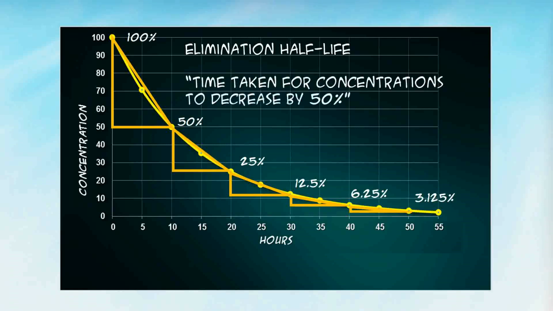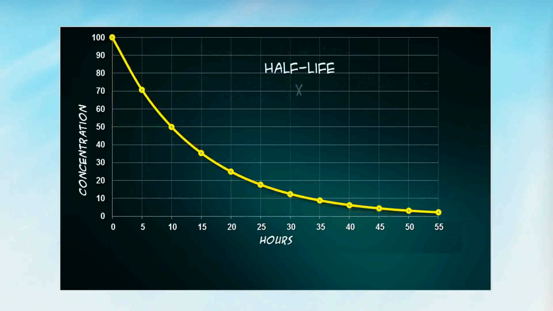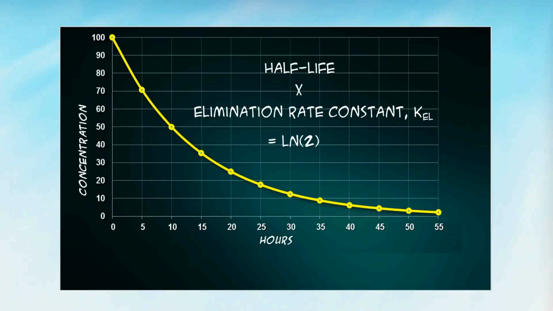Now, most people have no difficulties in defining the term half-life. It is merely the time taken for plasma concentrations to decline by 50%. In this case, we can see that the half-life is about 10 hours. In the linear pharmacokinetic model, the half-life and elimination rate constant are inversely related through the natural log of 2.